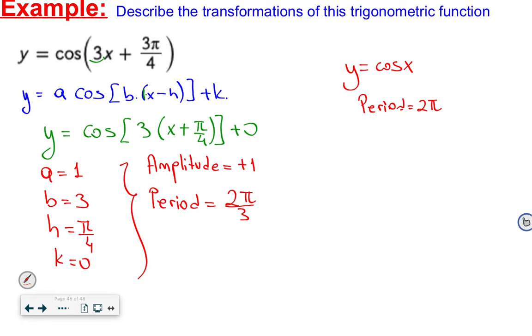Now, because H is pi over 4, your phase shift or horizontal shift is pi over 4 units to the left. And because K is equal to 0, there is no vertical shift. So this is the amplitude, the period, 2 pi over 3, the phase shift, which means the horizontal shift, pi over 4 units to the left, and there is no vertical shift.